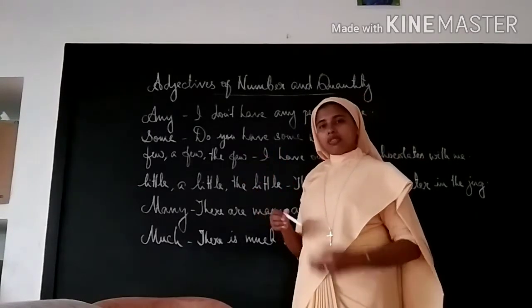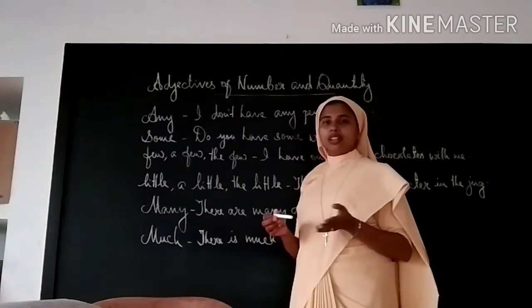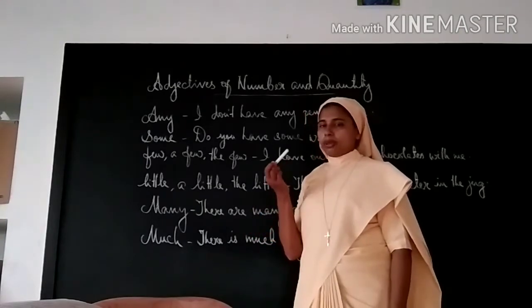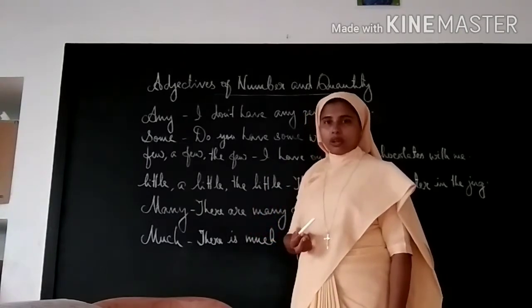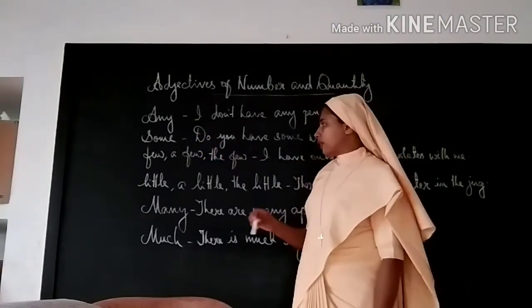Do you have some water? Do you have some sugar? All this will be used with uncountable nouns. I think that you remember what countable and uncountable nouns are. And some will be used with uncountable nouns.